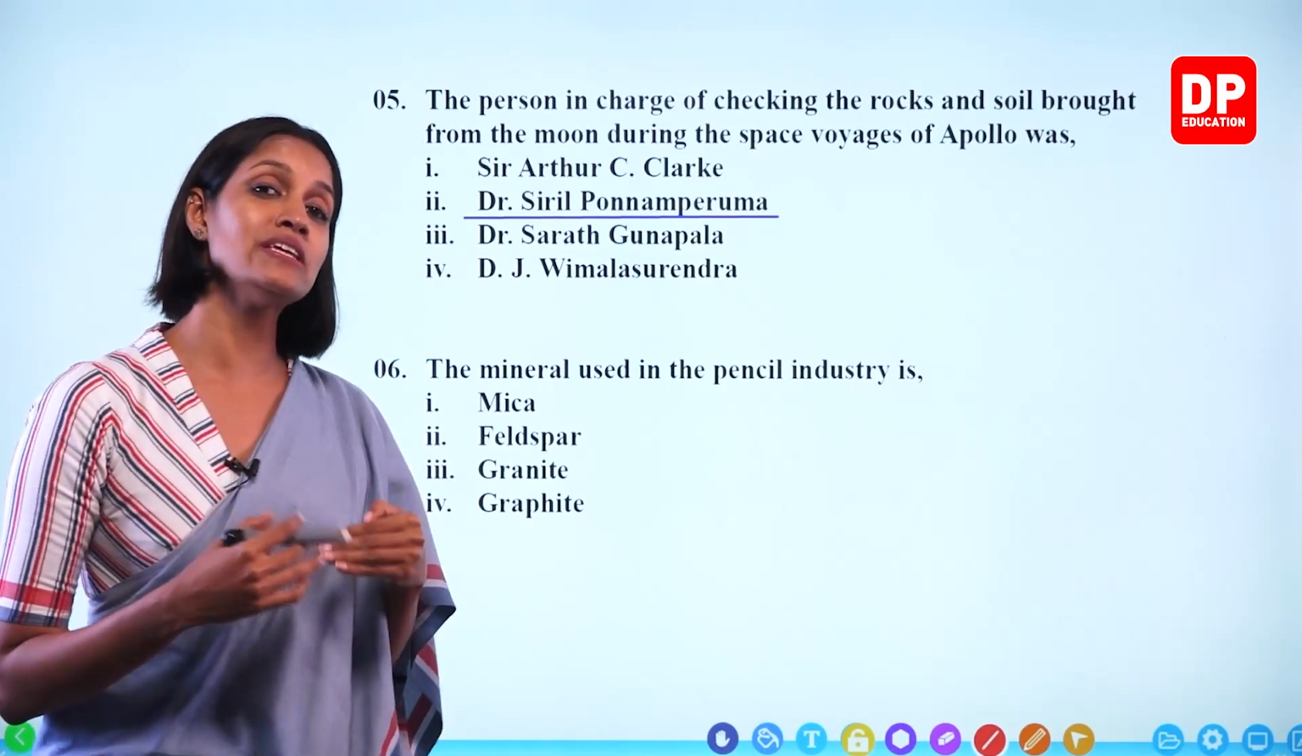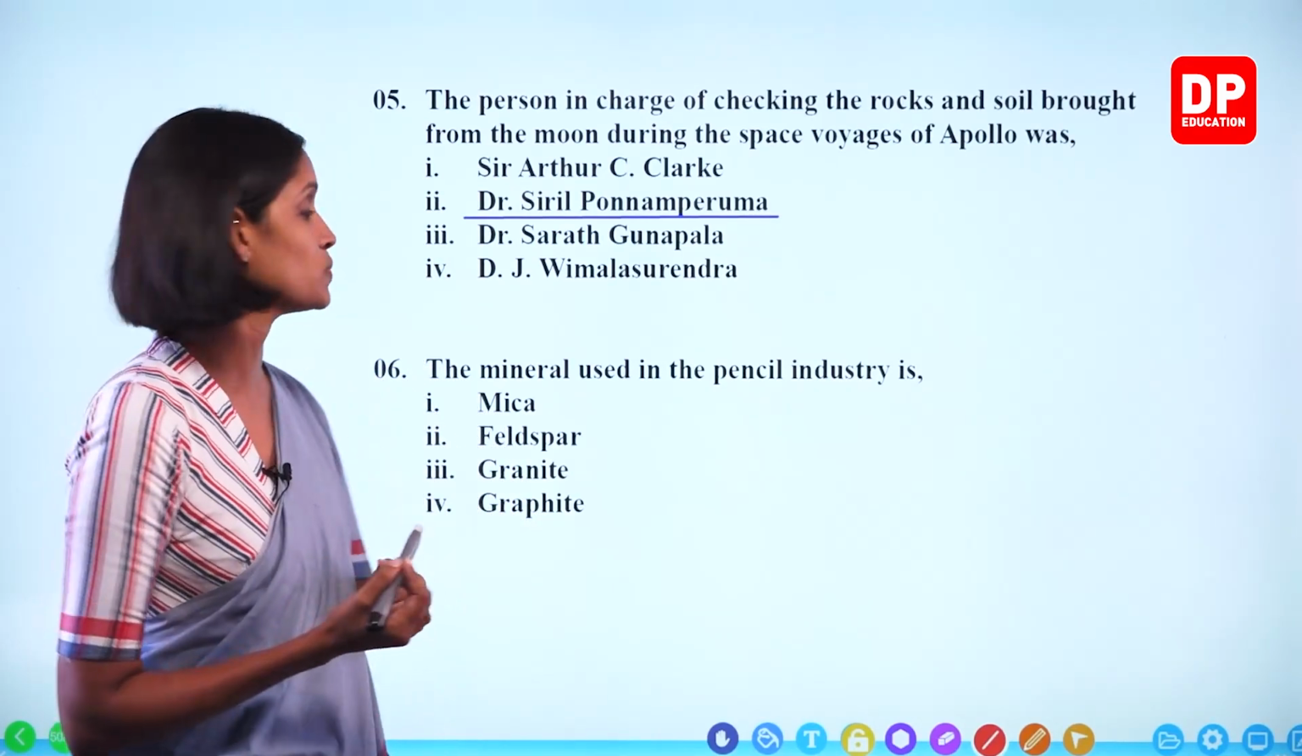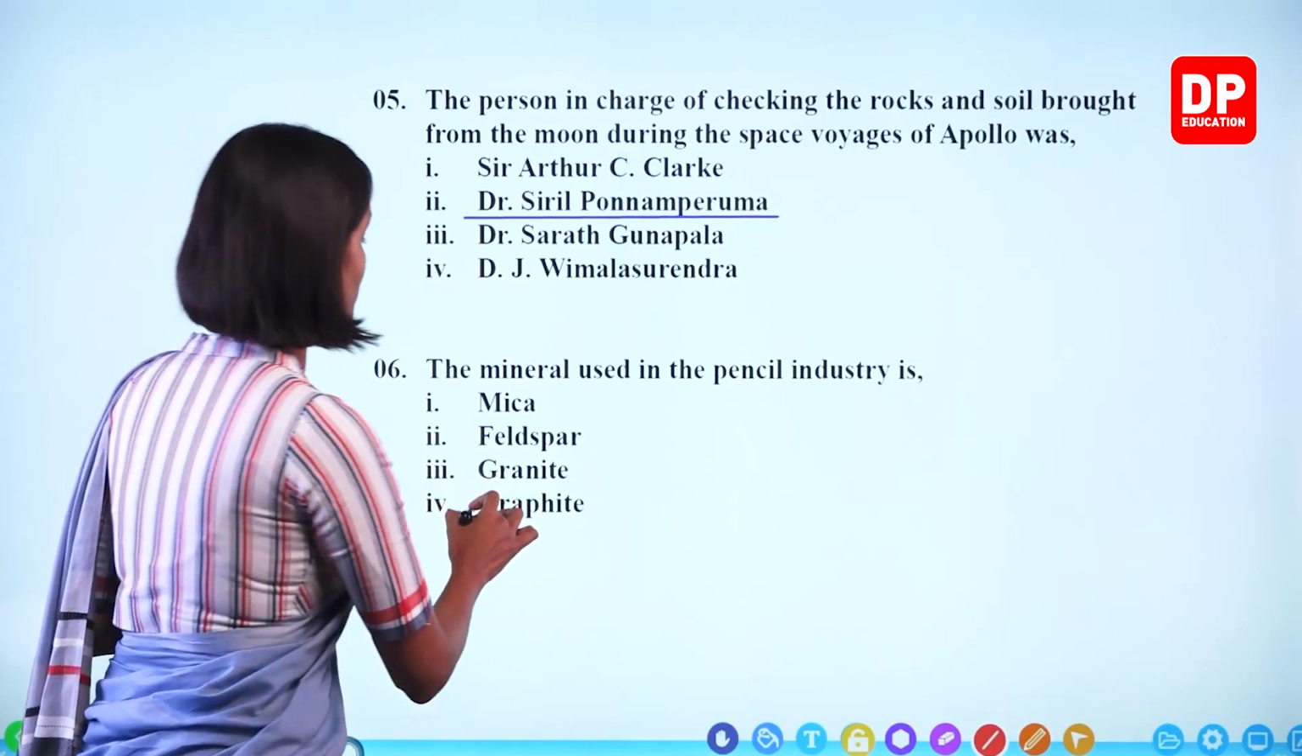Number 6. The mineral used in the pencil industry. So we discussed this many times. What is the mineral used in pencil industry? That is graphite. Okay. Mica, feldspar, granite, graphite. Graphite is the answer.